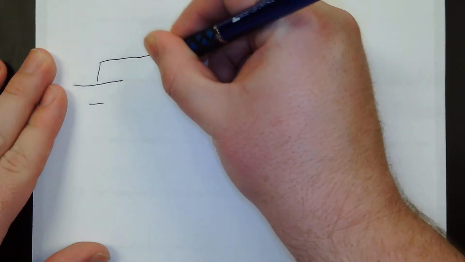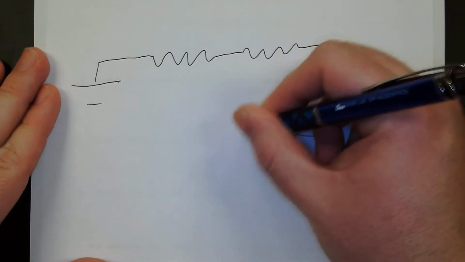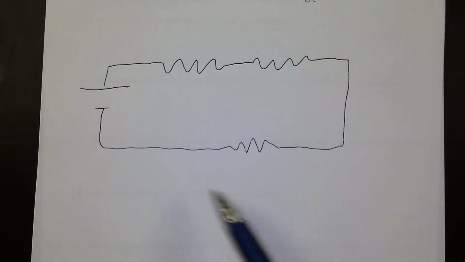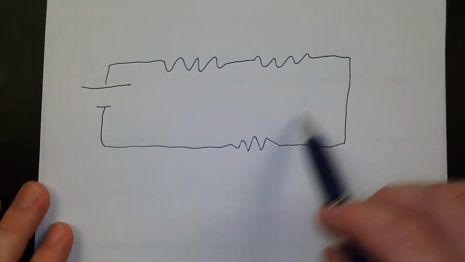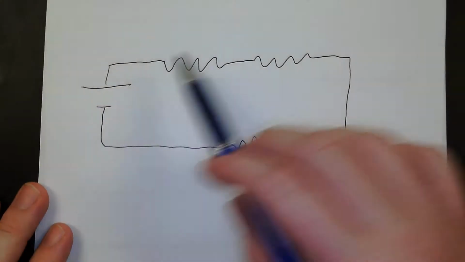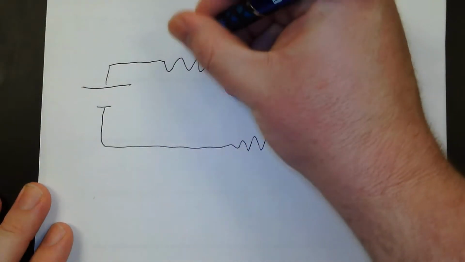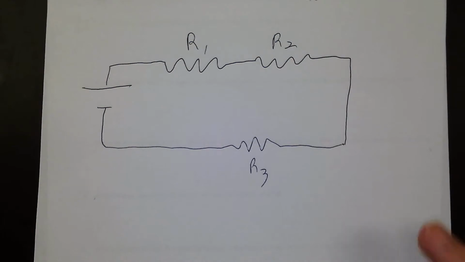Got a battery hooked up to one resistor, and a second resistor, and let's do a third resistor like this. Okay, this is a series circuit. There's only one path for the electricity to follow. It has to go through every single resistor in order, starting at the battery, around through resistor 1, through resistor 2, into resistor 3. It has to hit all of them.